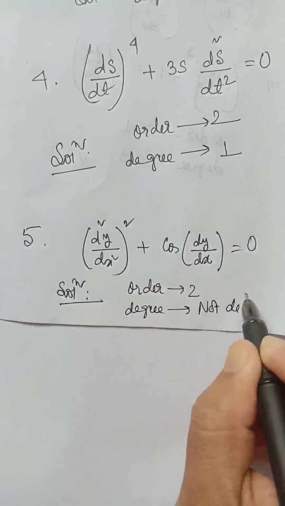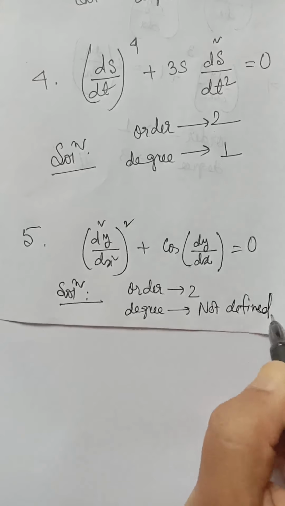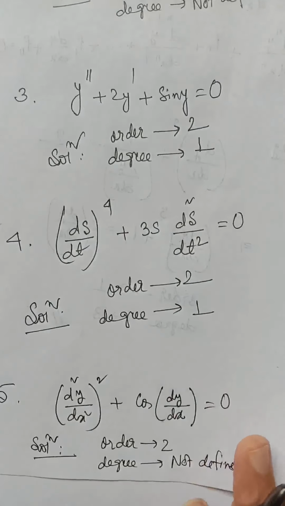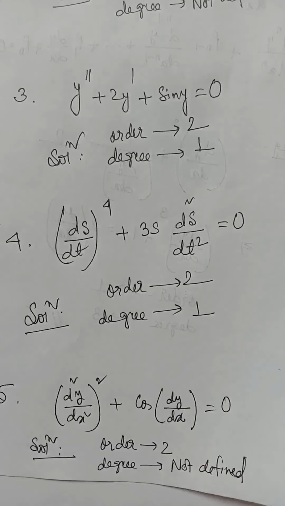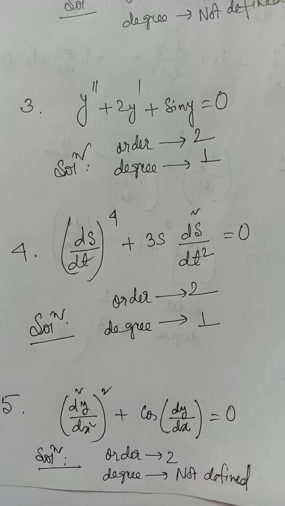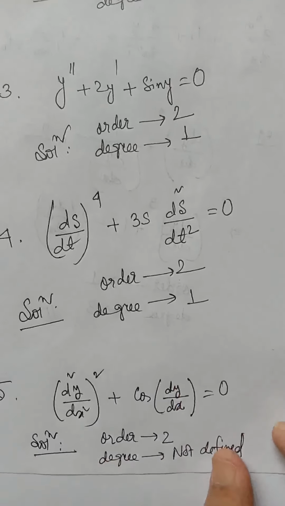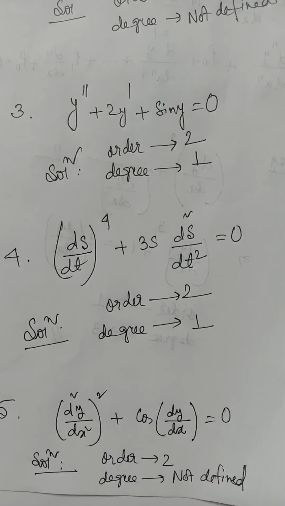So these are some examples of order and degree of a differential equation. And one thing I want to add is that this is a very important topic for 1 mark questions. You will get a 1 mark question in the board exam from this topic, order and degree. Try to solve other questions given in the NCERT book. That's all. Thank you.